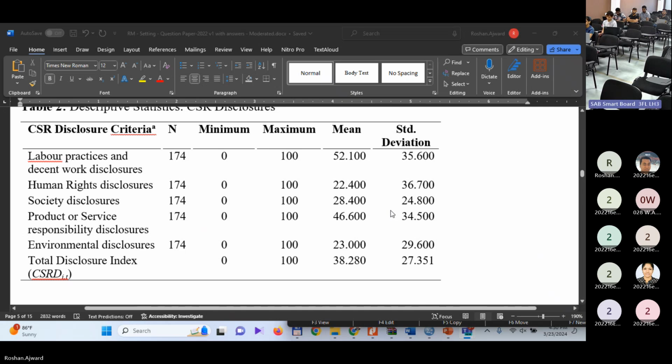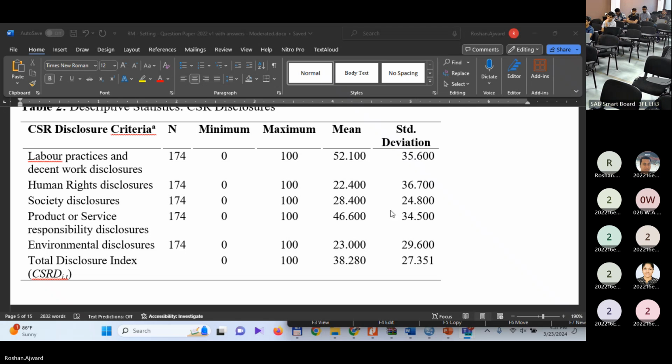Now, when it comes to CSR disclosure, labor practices disclosure is there, human rights disclosures are there, societal disclosures are there, product or service related disclosures are there, likewise. So if I ask you now, they've been measured again using the disclosure levels, based on 174 companies. If I ask this question, based on the mean values, what disclosure had been the most popular disclosure among these 174 companies?